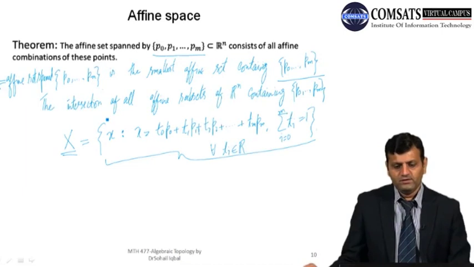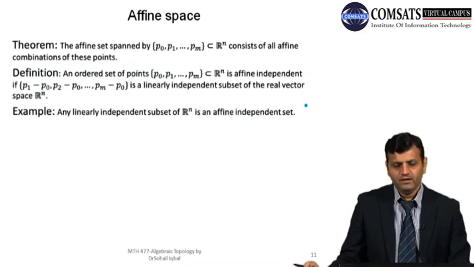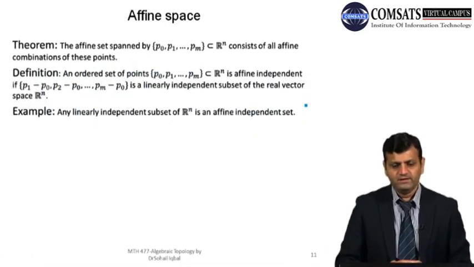So once again you can see a similarity between this study and the study of vector spaces, but of course there are some differences. For example, we have imposed this condition, and we have already seen that due to this condition we are restricting the points, and this is not exactly the same as vector spaces. So an ordered set of points is affine independent if P1 minus P naught, P2 minus P naught up to Pn minus P naught is a linearly independent subset of the real space Rn.